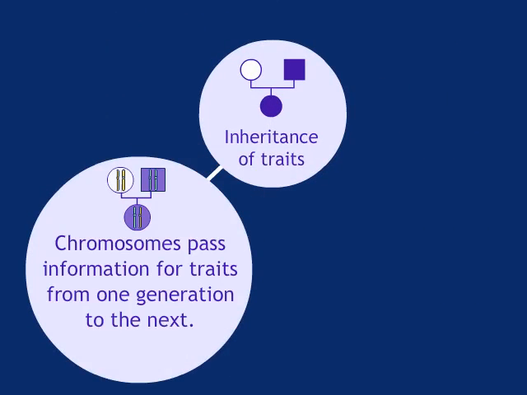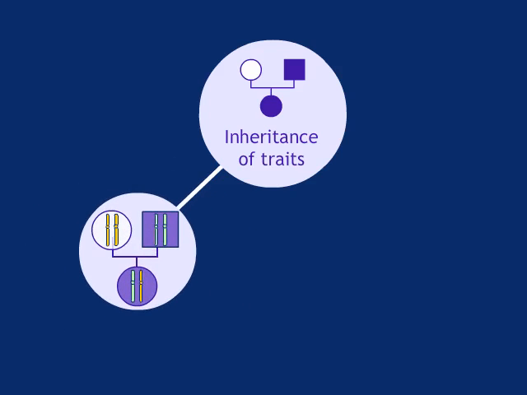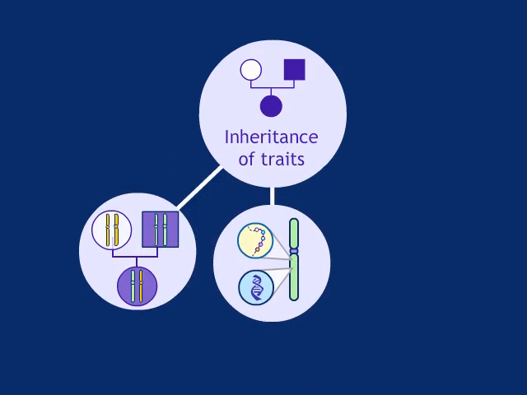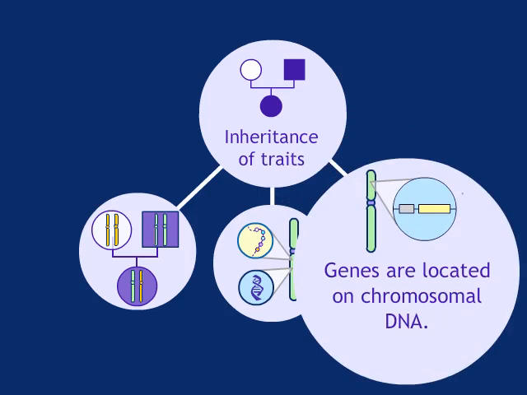Understanding how traits are inherited involves knowing that chromosomes pass information for traits from one generation to the next, that chromosomes are made of DNA and protein, and that genes are located on chromosomal DNA. And here we have the promoter and the coding region of the gene.